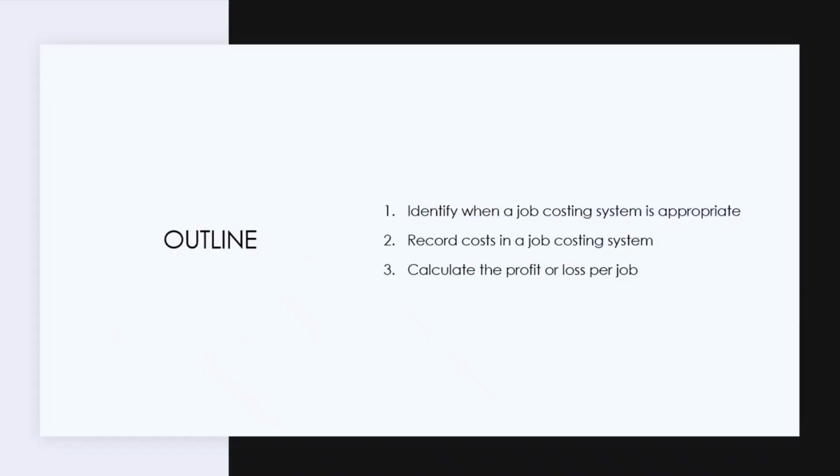Some of the things that will be outlined, or what you will be able to do after today's session, is that you'll be able to identify when a job costing system is appropriate to be used. We'll also be looking at recording of the cost within job costing and calculating the profit or loss per job. Because at the end of the day, all we're trying to do is to identify the cost related to a specific project. And once we have done so, you are able to price your product and you're also able to calculate your profit or loss.